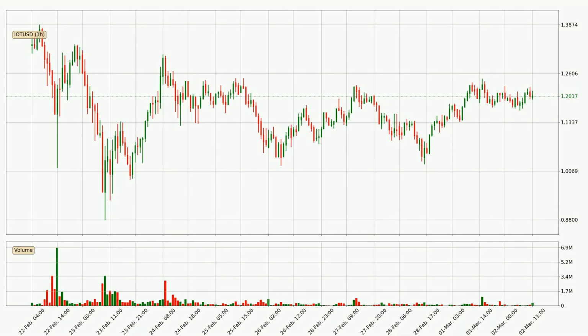By taking a closer look at the hourly time frame for IOTA, the price went down only slightly, by about 1.4% in the last 24 hours, and has a current price of 1.2.